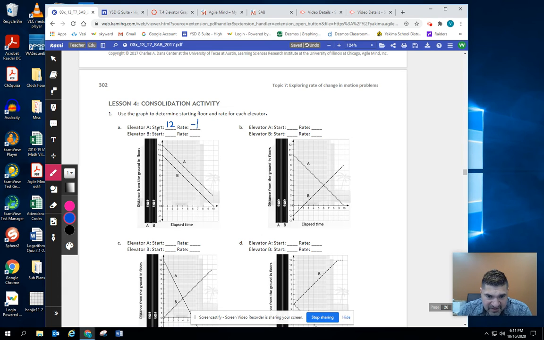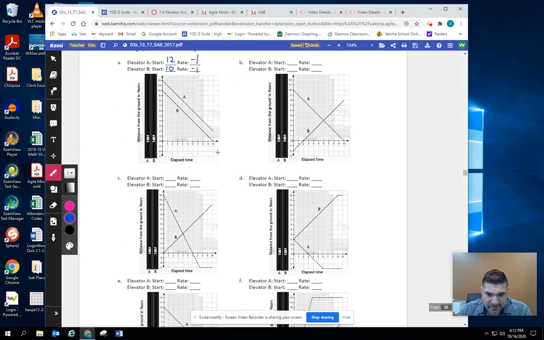Elevator B starts at floor 10, and I believe that is going down 1 per second as well. It's got the same slope as A. It looks like these lines here are parallel. So we're going down 1 floor as well.